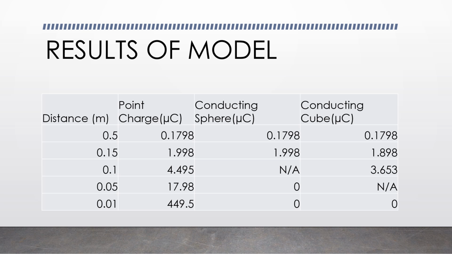The point charge was on the origin, basically, because it is a single point. The conducting sphere was centered on the origin with a radius of 0.1 meters, and the conducting cube was also centered on the origin, and each of its side lengths were also 0.1 meters.